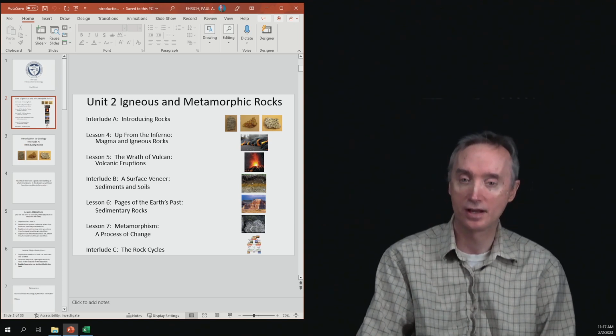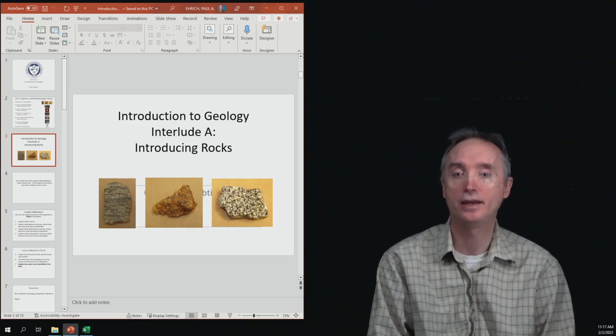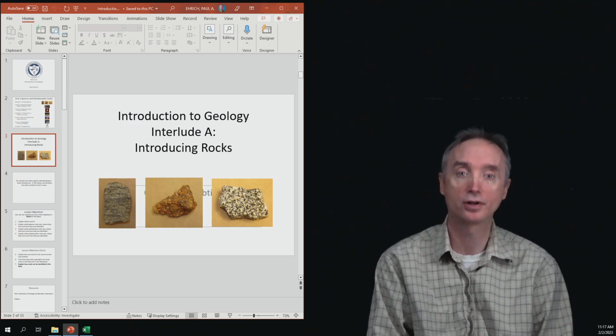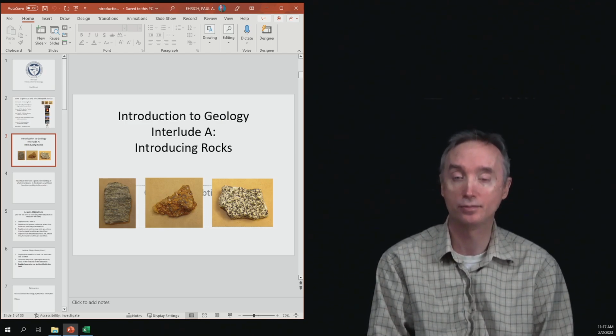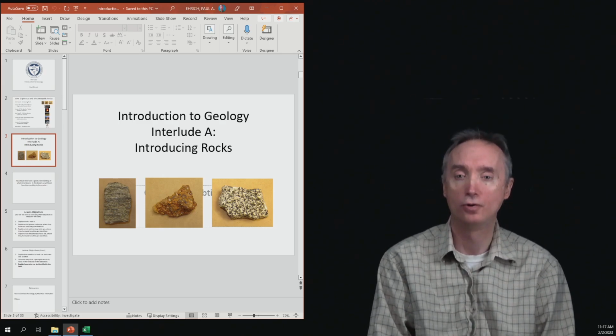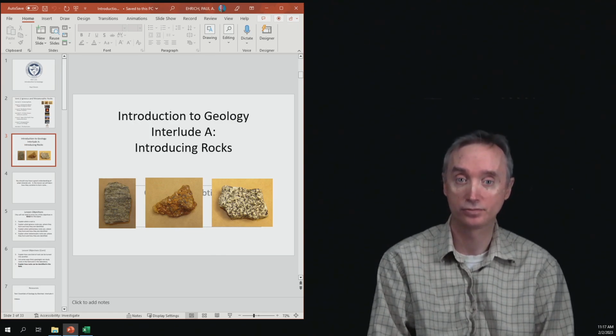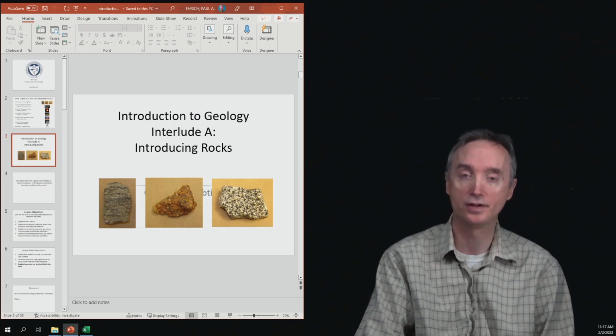So this first lesson is entitled Interlude A in your textbook, and so I decided to use the same title for it. We're just going to give you a broad overview of what rocks are, where you tend to find them, and how they form. We're going to go over all of this material in much more detail in subsequent lessons. So this is just an overview of what we're doing today.